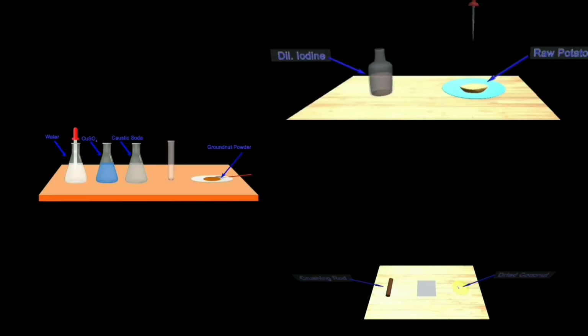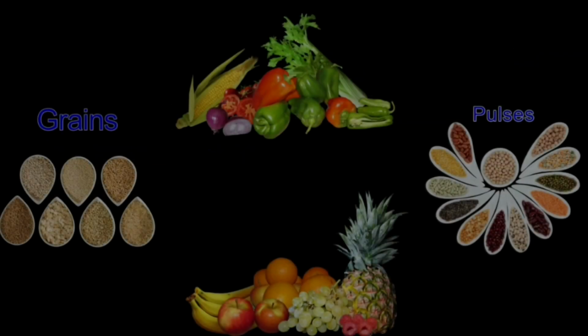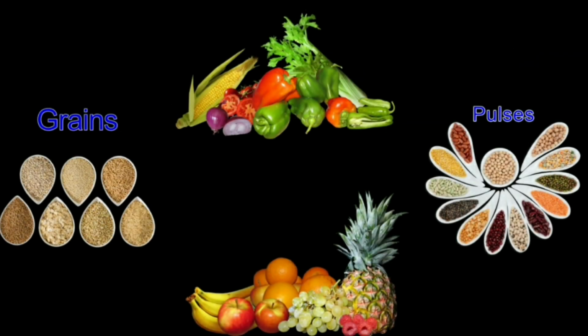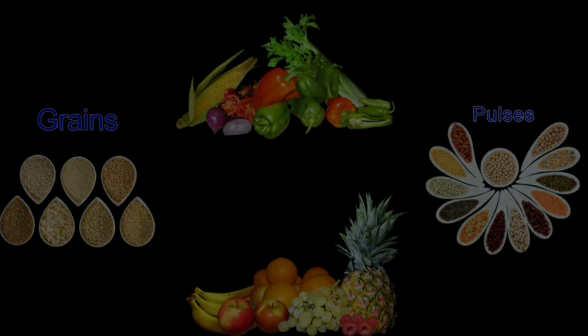We tested food items for 3 nutrients: carbohydrates, proteins, and fats. There are also other nutrients like vitamins and minerals that are present in different food items. Why do we need all these nutrients? Next, we are going to discuss what various nutrients do for our body.